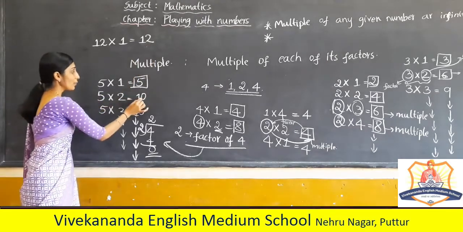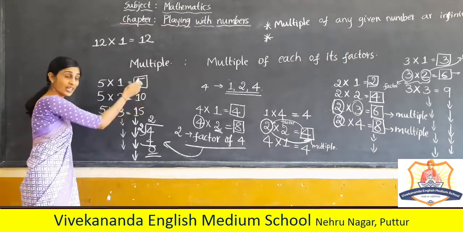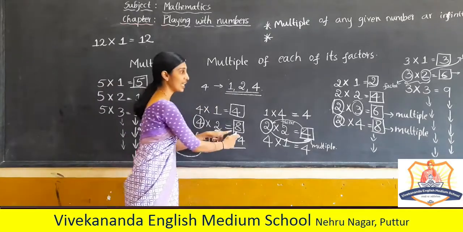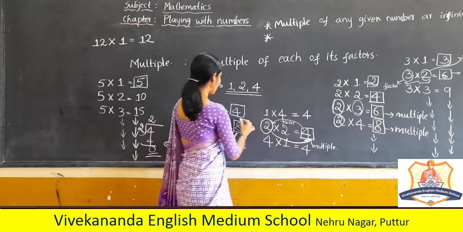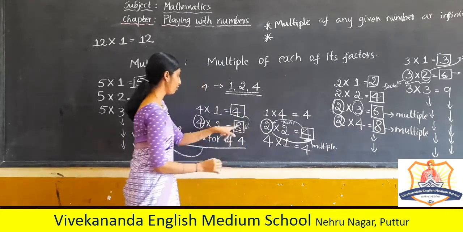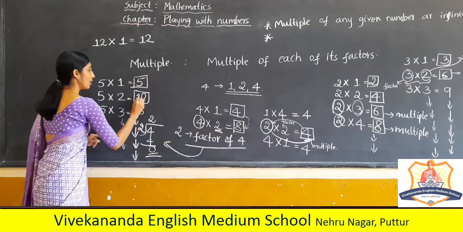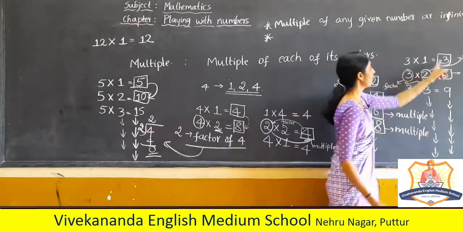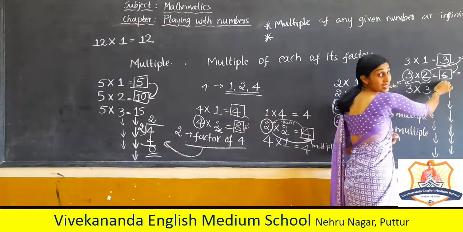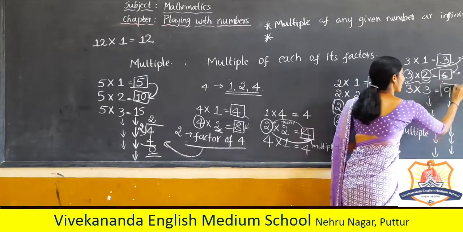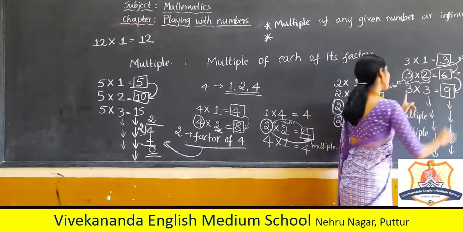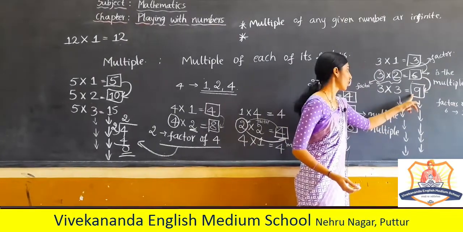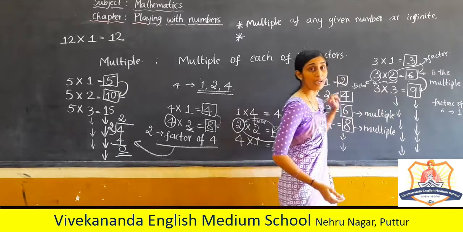The next multiple of 5 is 10. The next multiple of number 4 is 8. That is greater than 4, greater than 5. Here the next multiple of number 3 is 6, greater than 3. Again next multiple of 3, if I consider, the number is still greater, that is number 9.